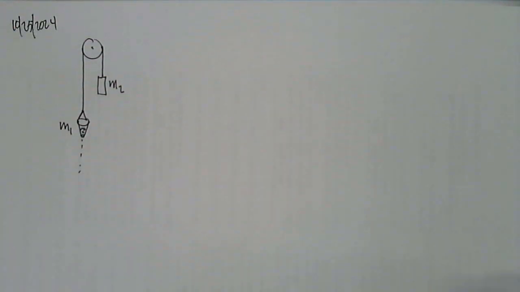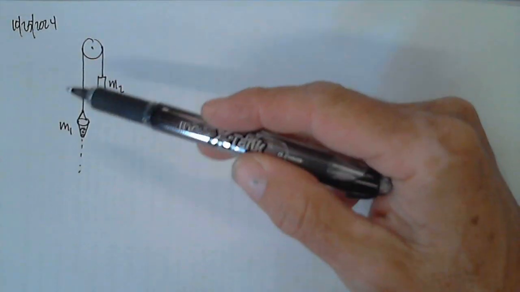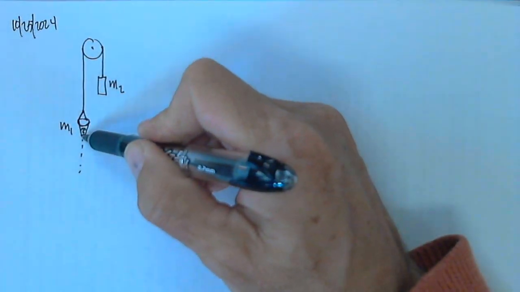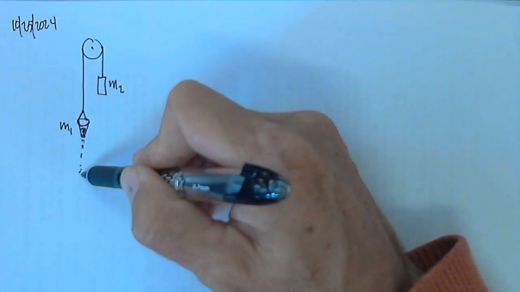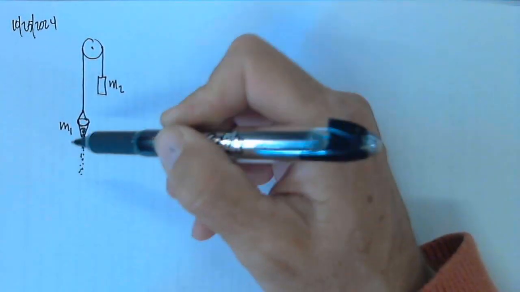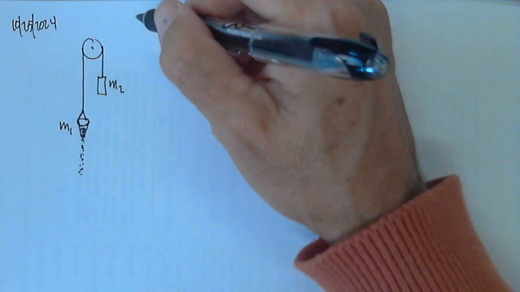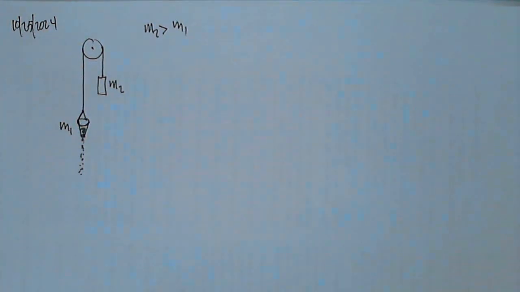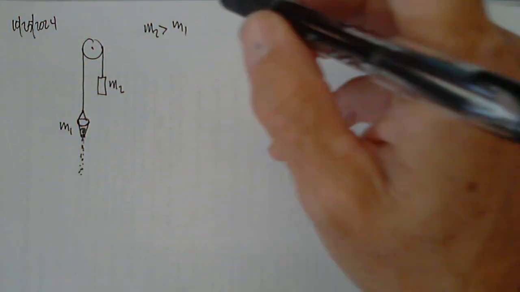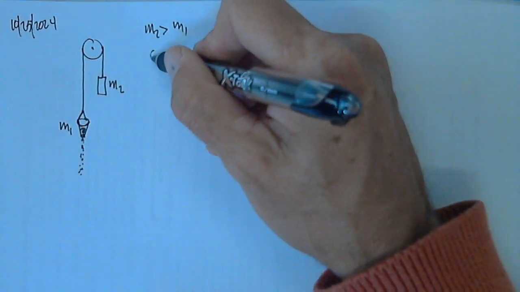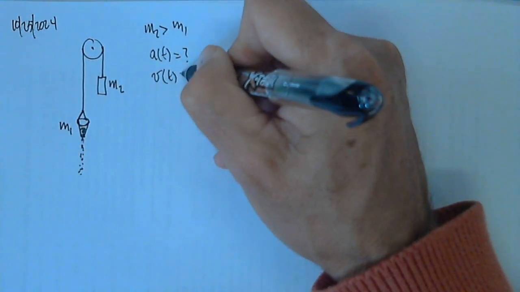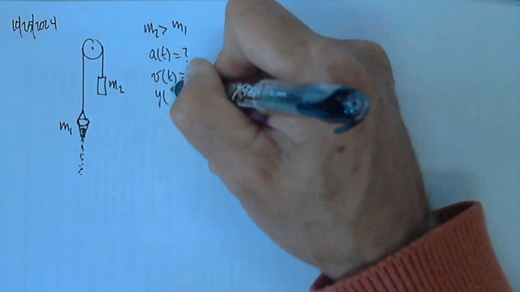Hello, in this video we are going to solve the Atwood machine with mass changing. So this is going to be a cone with sand and it's releasing sand. We are going to make M2 bigger than M1, and we want to find the acceleration of the object, or the velocity of the object, and the position of the object.